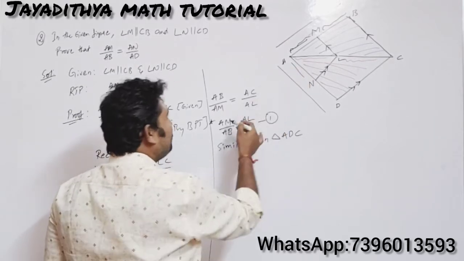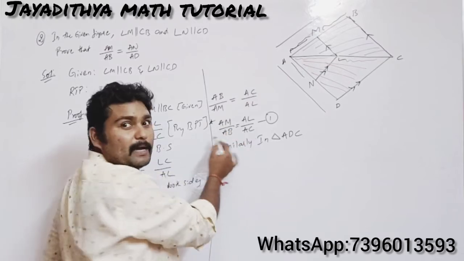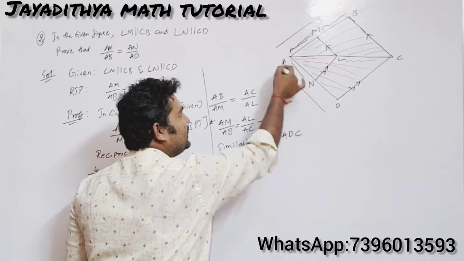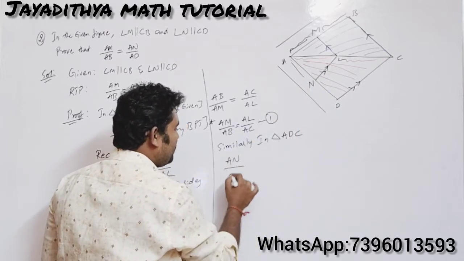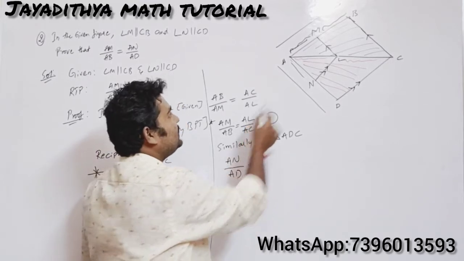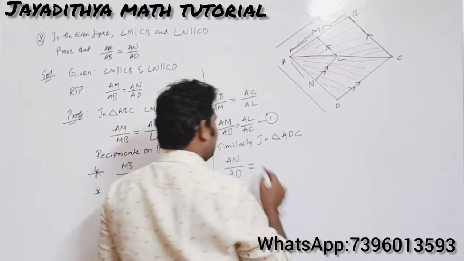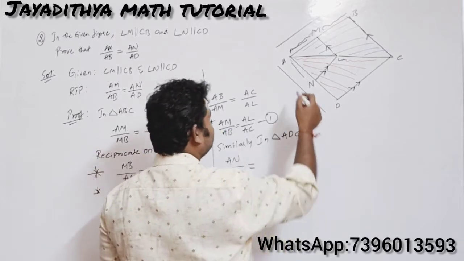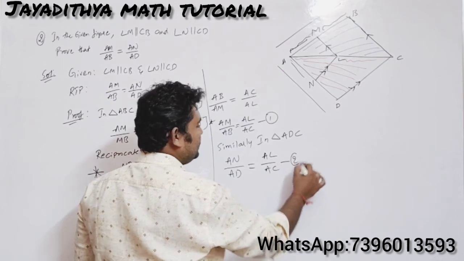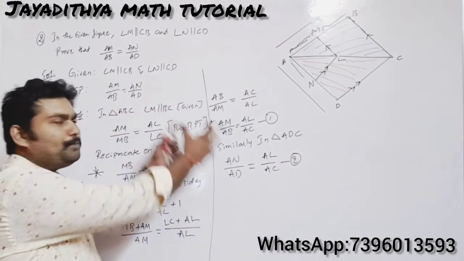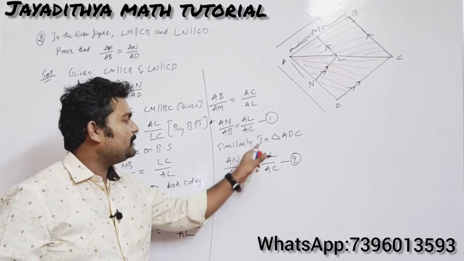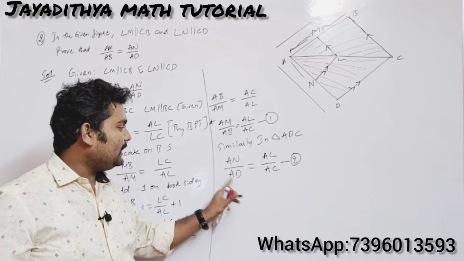See here what happens. In the top triangle it is AM by AB, right? AM by AB you got here. So here also you will get AN by AD, which is equal to AL by AC, and here also you will be getting the same thing, AL by AC. So this is equation 2. By applying the same procedure, if you want you can do it two times, or you mention similarly, and according to the first problem proof write this second one.